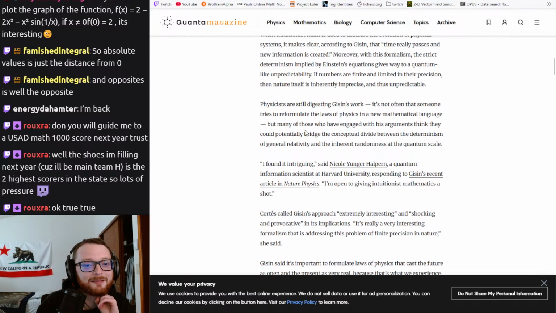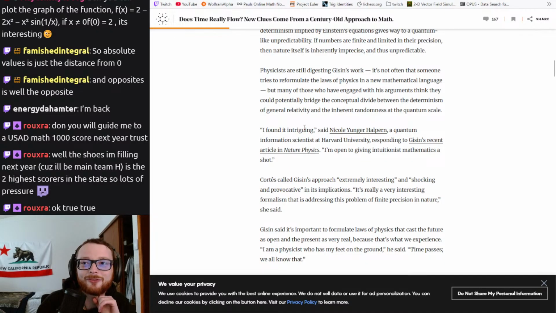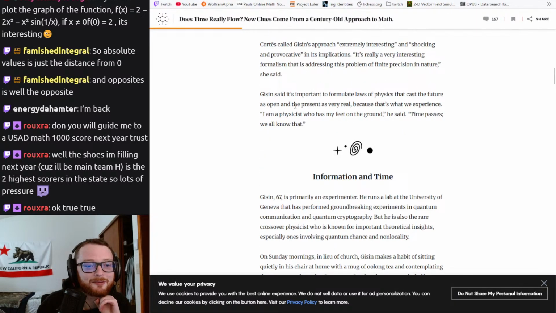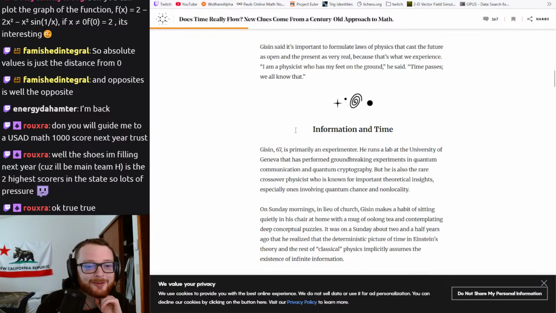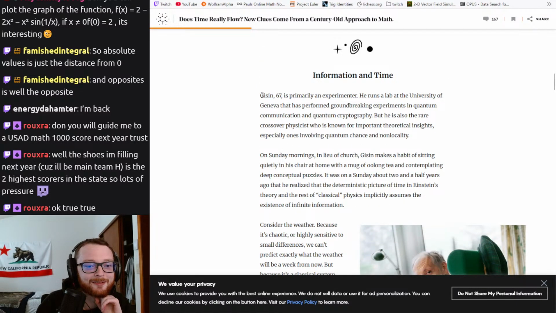Math is just how humans are understanding nature. I don't know. Huh. Do we know that time passes? I feel like that's just taking it for granted. I don't know, based off the subject of what this entire article is saying.